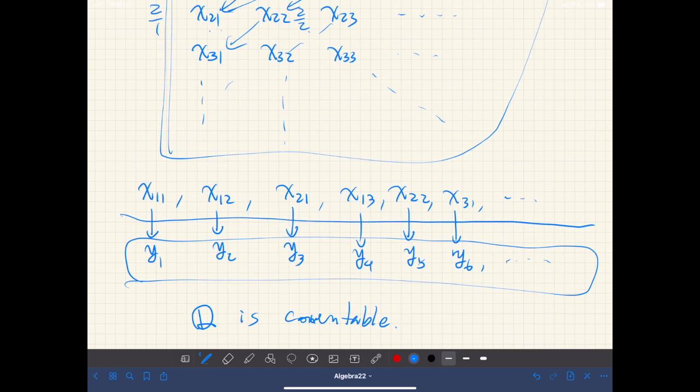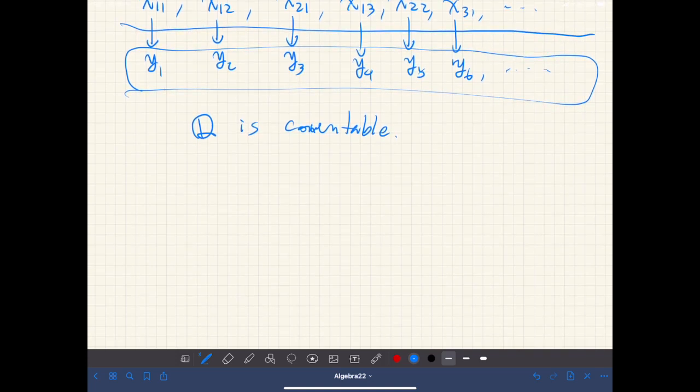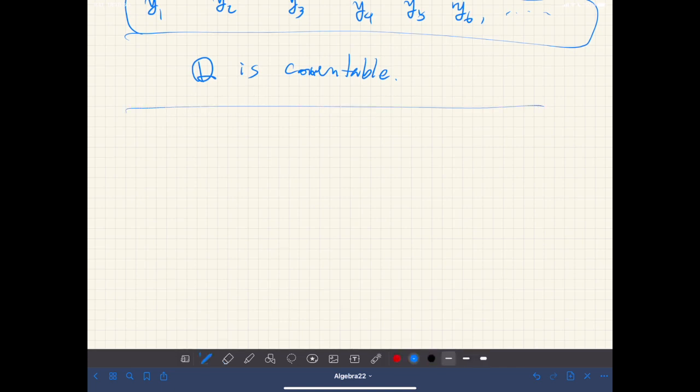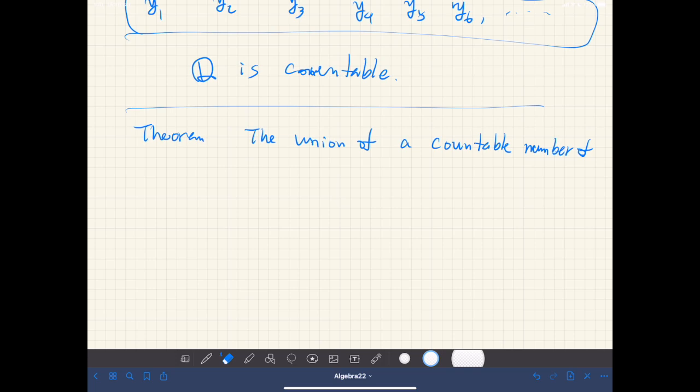However, this technique cannot be used for the set of real numbers. Now here's a theorem that says the union of a countable number of countable sets is countable.